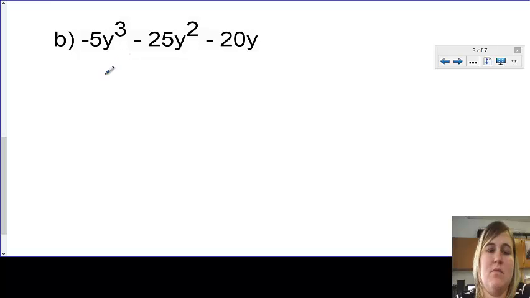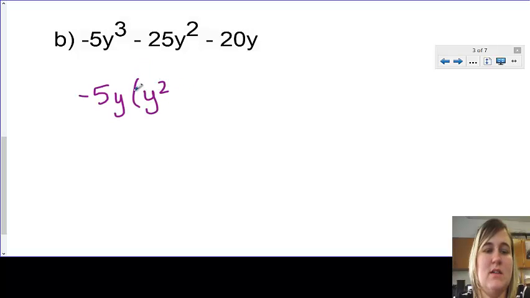On B, same thing here. I have a negative in front, and I don't want that, so I'm going to factor out a negative for sure. I can factor 5 out of each of the coefficients, and I can take a y to the first out of each of them. So that is going to give me y to the second, because it's positive now, plus 5y, plus, okay, my signs are all changing, 4.